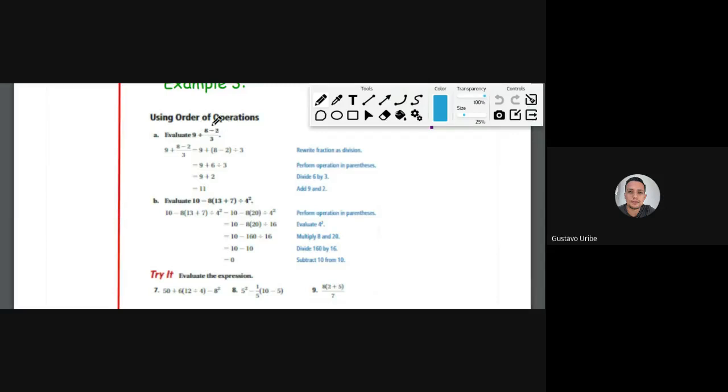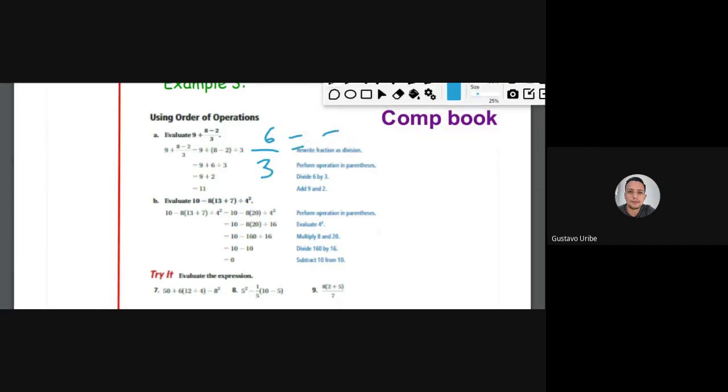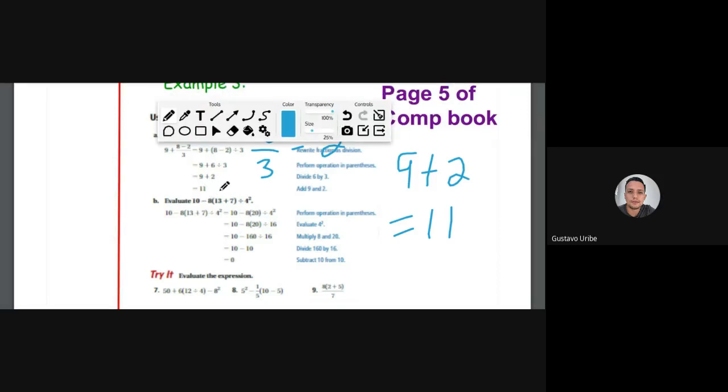Notice that you did not have to rewrite this. You could have easily just solved it, just as you see it right here. So 8 minus 2 would have given us 6 over 3, and 6 divided by 3, well, that is just 2. So if I get rid of this here, I would have 9 plus this turned to 2, which would have just been 11. So you did not have to rewrite it. It's just if it appeared confusing.